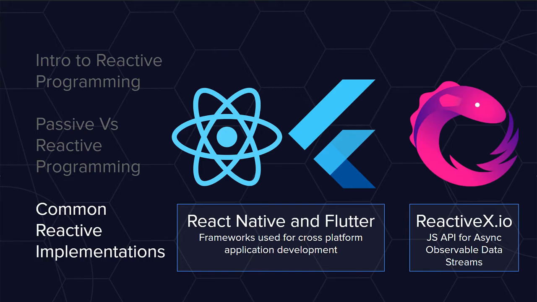ReactiveX is a library created in JavaScript to handle data streams and allow a developer to create their own data streams and observables, setting up this pattern of implementation in their own technologies just by using ReactiveX.